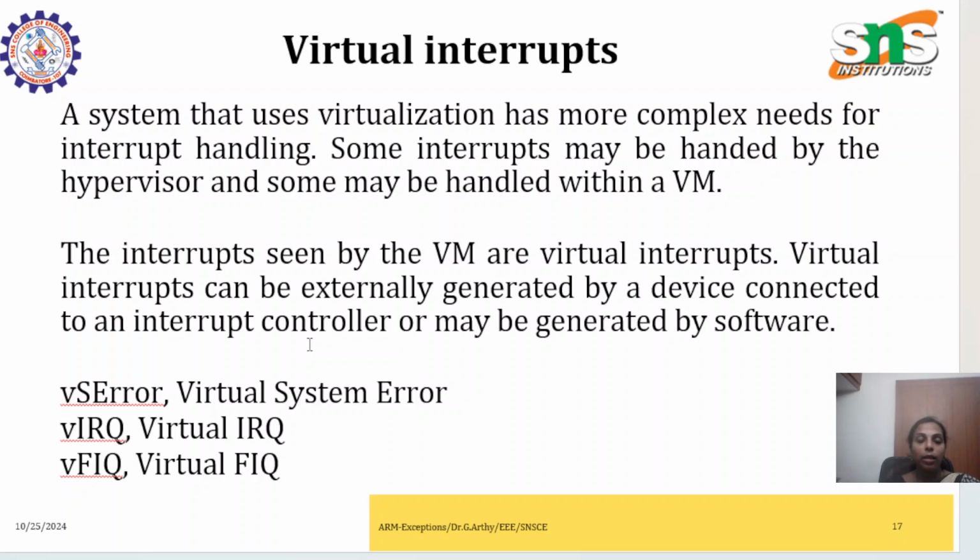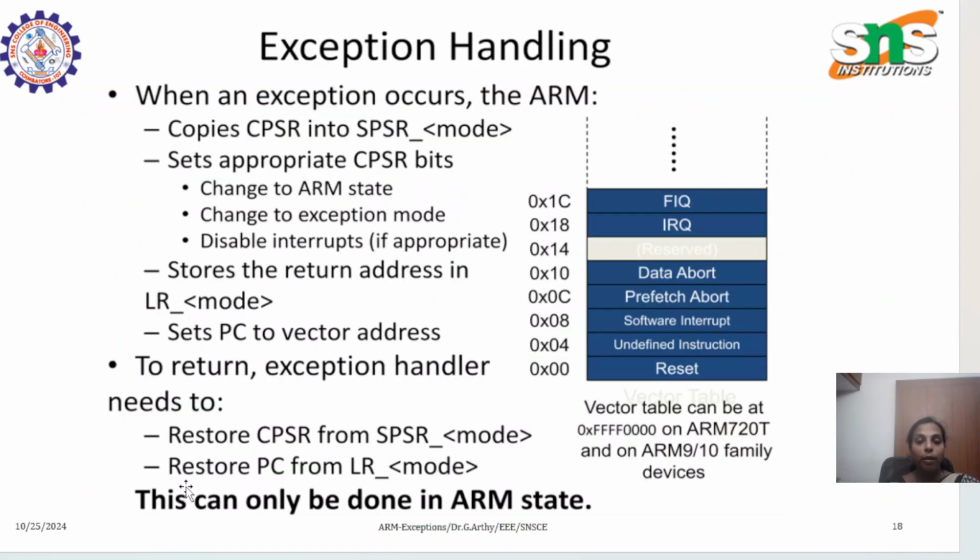So this is how virtual interrupts need to be used and how these exceptions are handled. When an exception occurs, the ARM immediately copies the CPSR, the current program status register, into the SPSR, the saved program status register. Next, it sets the appropriate CPSR bits: change to ARM state, change to exception mode, and disable the interrupts. Then it returns back to the normal position.